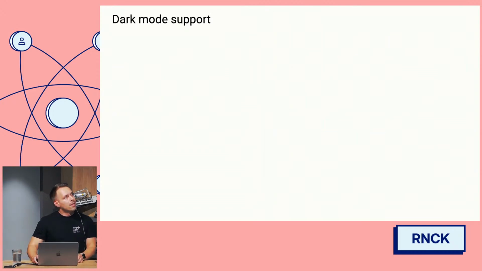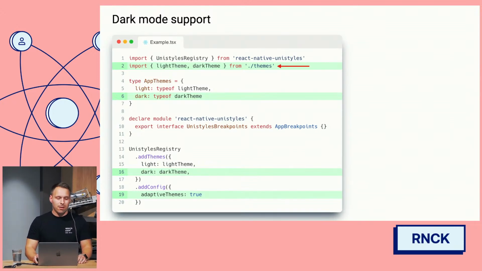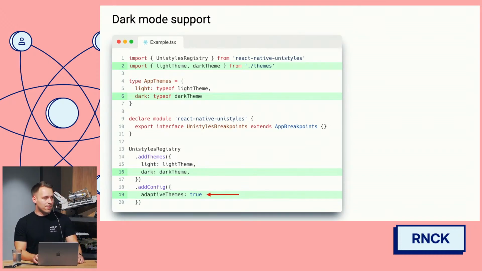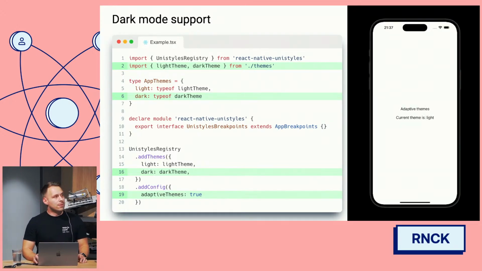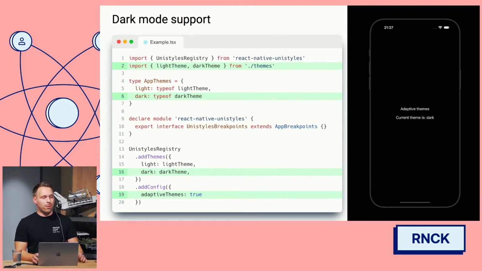Okay. What about dark mode support? It's also easy. Just create a second theme, dark theme, register it with a unique name, dark, and add it to your themes. You can have as many themes as you want, and you can enable adaptive themes. Adaptive themes means let Unistyles manage your themes by looking at the device color scheme. And with that, with no additional line of code, you have auto support for dark mode.